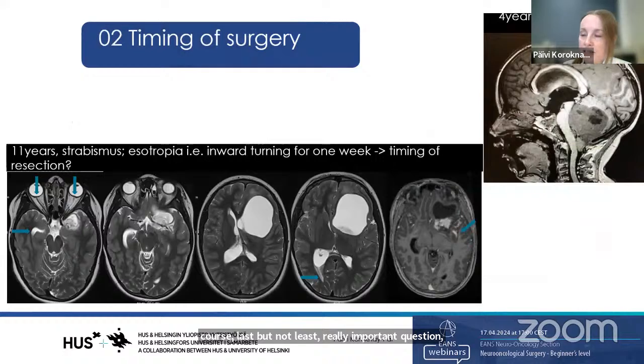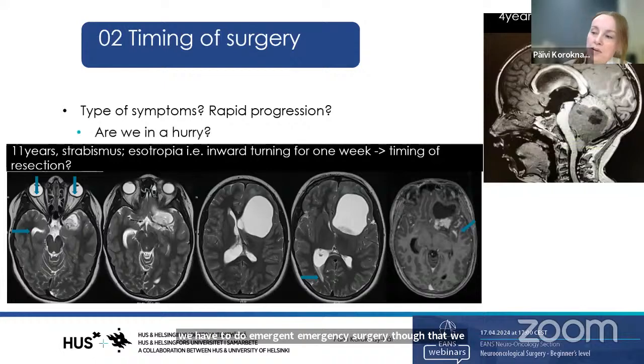Timing of surgery, second step. It's really rare that we have to do emergency surgery, though that we are in a hurry. Maybe the most important patients are pediatric patients. I have 2 patients here. The first one is an 11-year-old girl with esotropia for 1 week, no headache, no nausea, nothing.